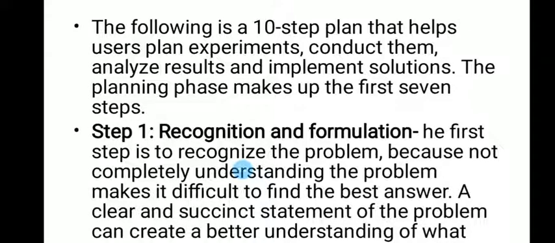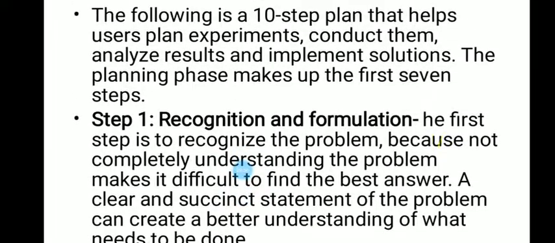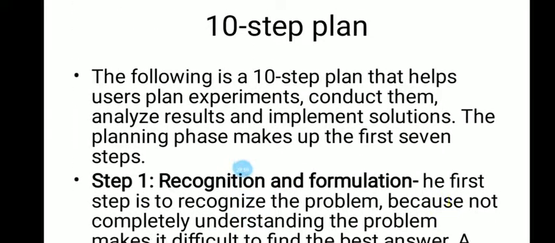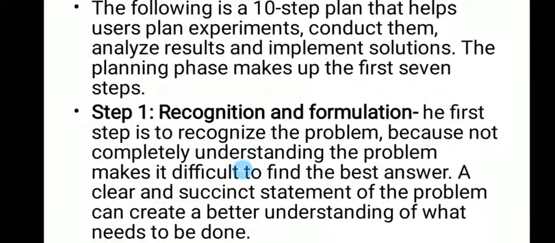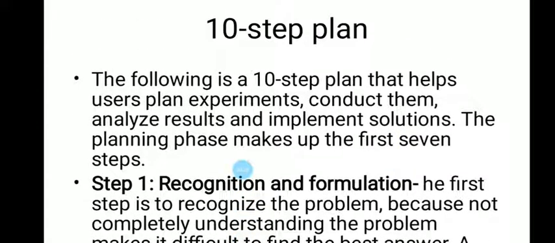The planning phase makes up the first 7 steps, including recognition and formulation, which are essential. What is recognition? You have to record and recognize everything, and according to the recognition you have to give some formulation. The first step is to recognize the problem, which is very important when you prepare the 10-step plan of Taguchi.